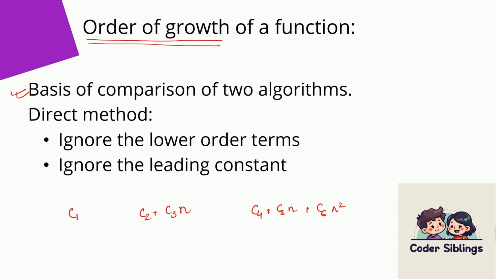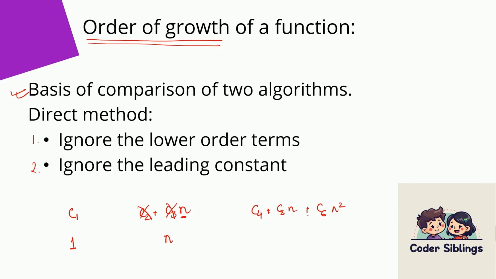Now the direct method for order of growth will give 1 in this case because it is constant, not dependent upon n. To find order of growth for this, firstly, this is the first step, this is the second step. First step says ignore the lower order terms. Lower order terms meaning those with lower power of n. Now here n to the power 1 is the highest power, so we will ignore C2. Second step is ignore the leading constant. Leading constant meaning the constant with n. So order of growth of this particular function is simply n.